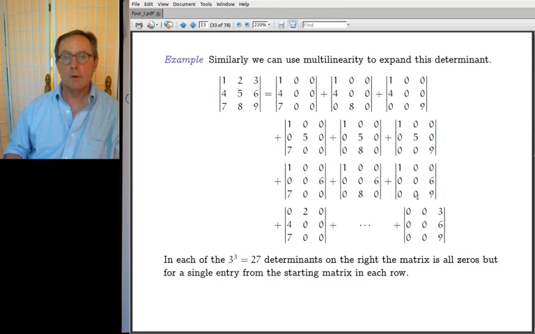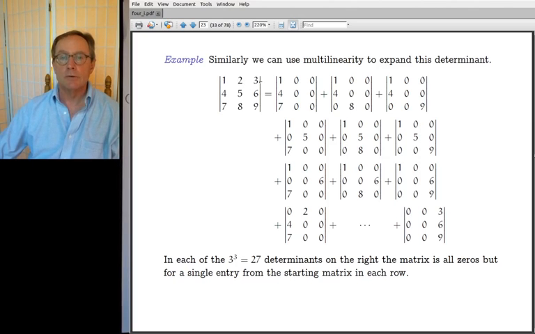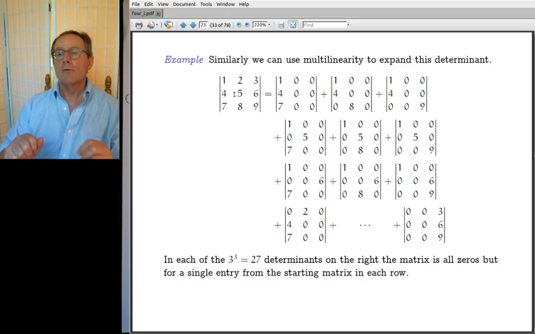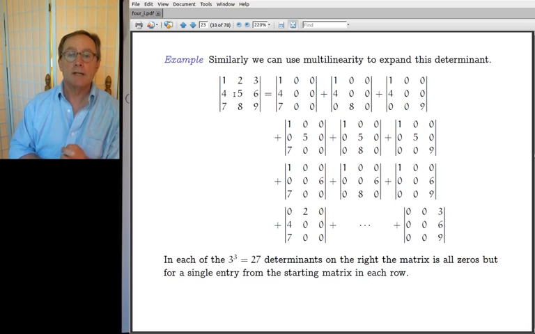Okay? Next one, 3 by 3. You've seen the game here, so you can play the same game. You break the 1, 2, 3 up into 1, 0, 0, and 0, 2, 0, and 0, 0, 3. Then for each of those 3, you break it up into 4, 0, 0, and 0, 5, 0, and 0, 0, 6. And for each of those, what's that, 9 so far? For each of those 9, you break up into 7, 0, 0, and 0, 8, 0, and 0, 0, 9. And you get a whole bunch, 27 of them in total, exponentially many determinants.